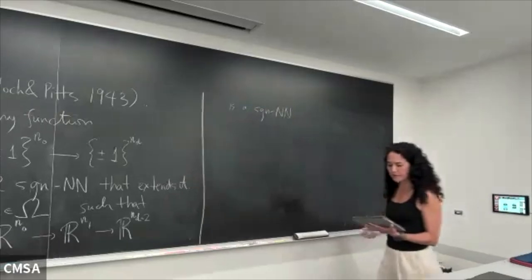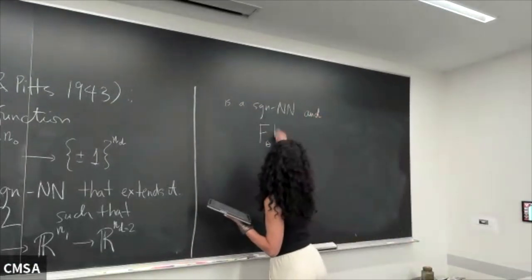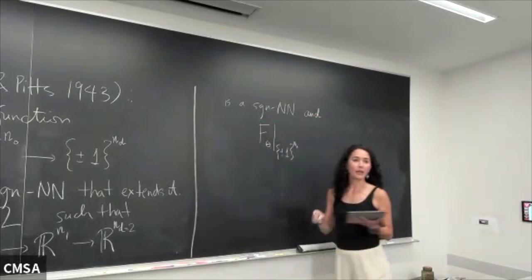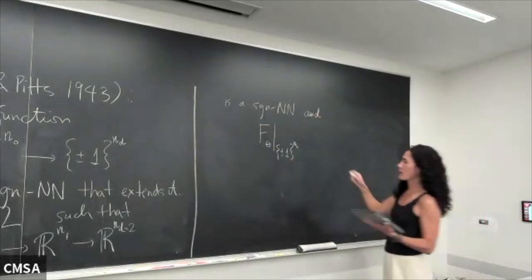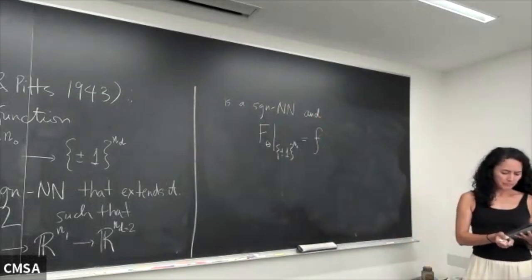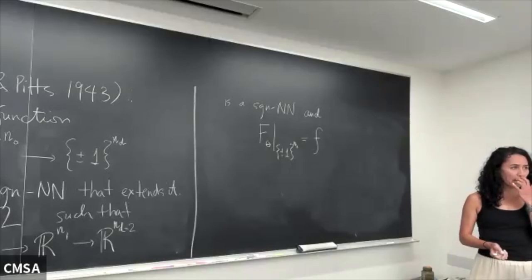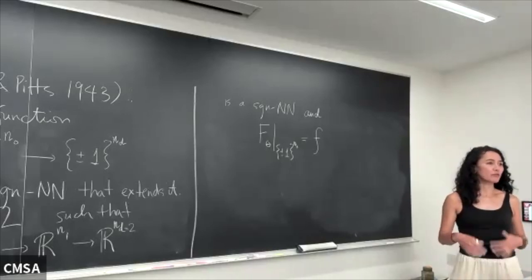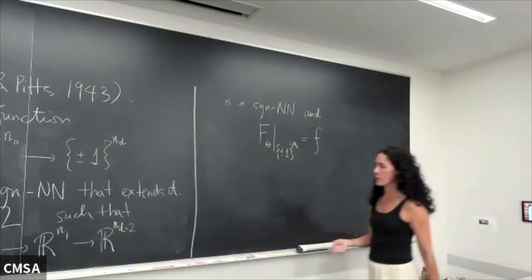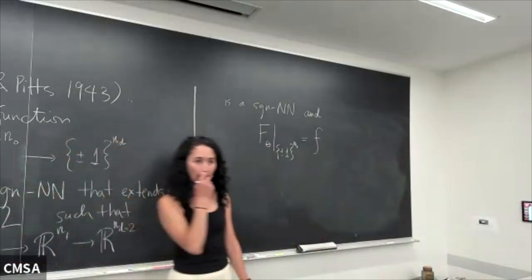There's a signed neural network, and when you restrict f theta to the vertices of the n naught cube in the input space, it agrees with f. So this is some kind of discrete version of a universal representation theorem for this class of functions. In other words, no matter what binary function you choose, you can represent it in this way.